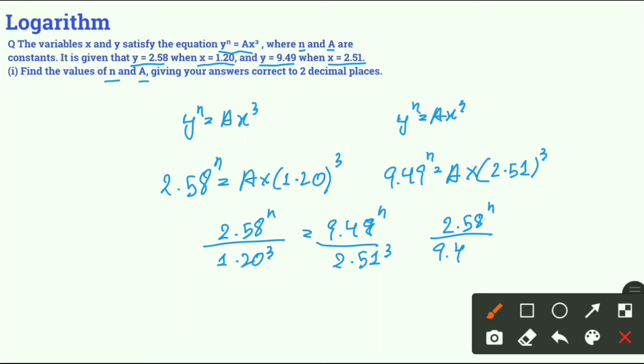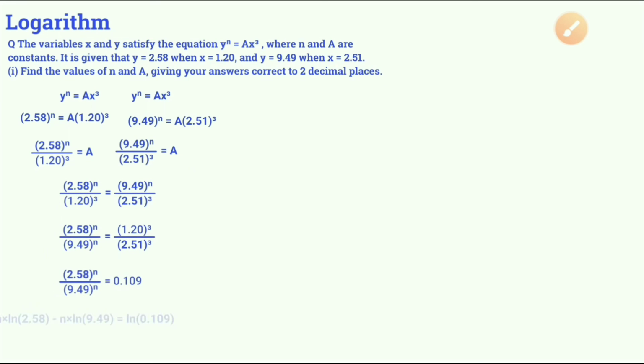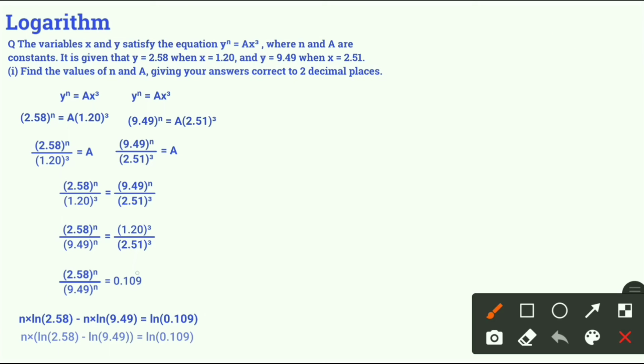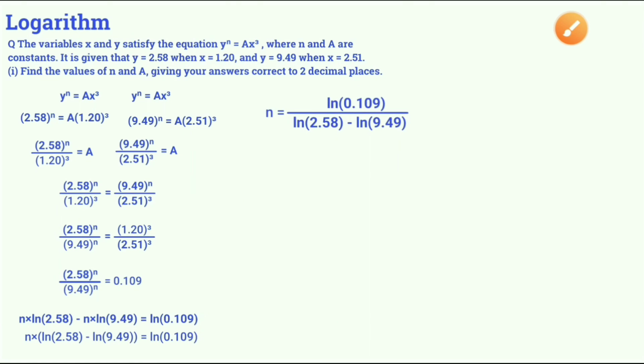Then 2.58 power n upon 9.49 is equals to 1.20 power 3 upon 2.51 power 3. Here's what I did. I broke it down. 2.58 of power n is equals to e ln 2.58 of power n, which means n will go in here, so n multiply by this, happen to this one, and then you just do a little bit of calculation and you get the idea.